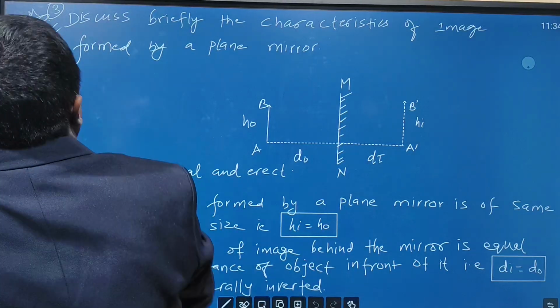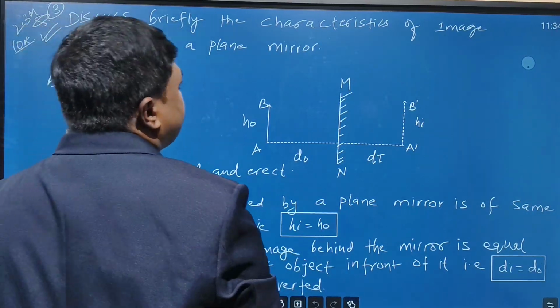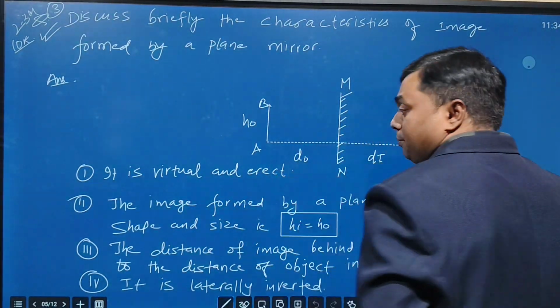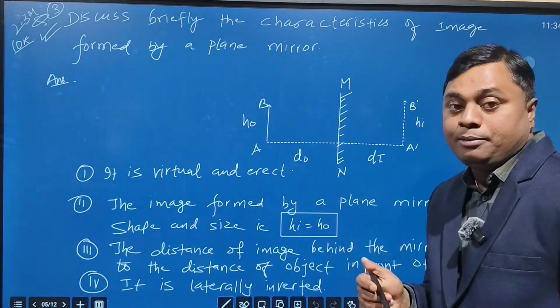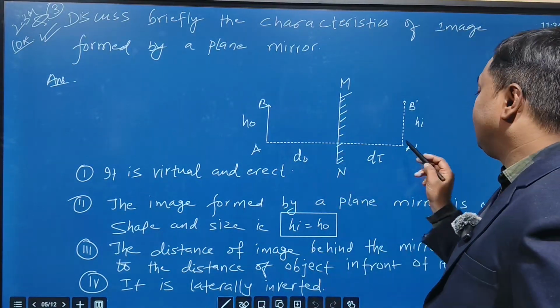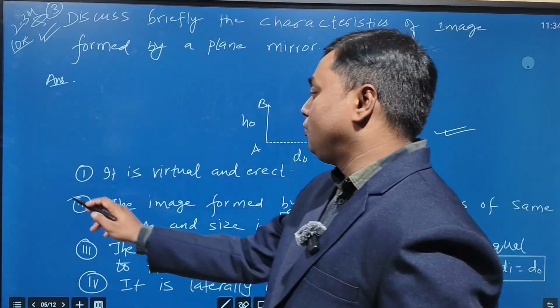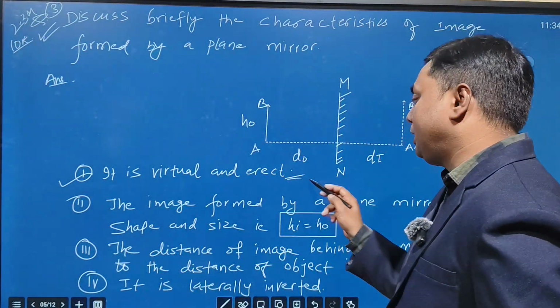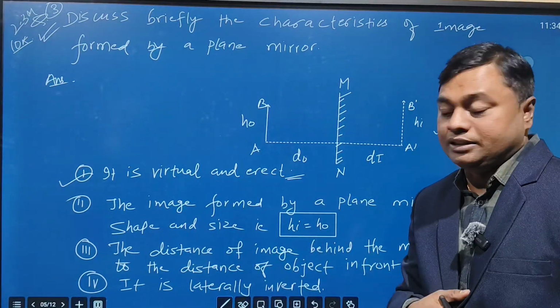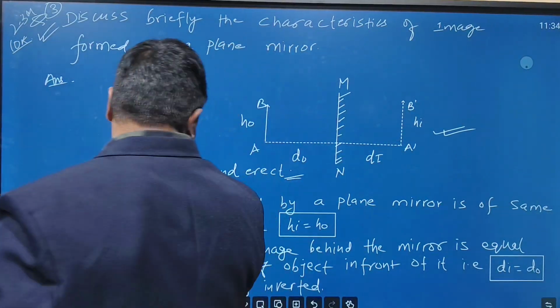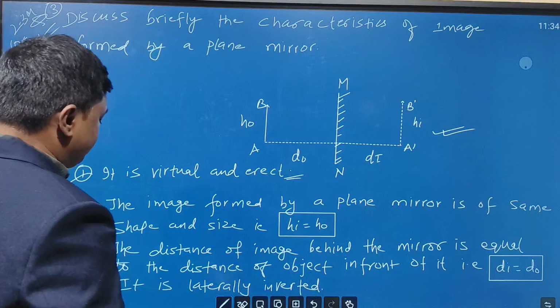This is also important for 2 to 3 marks. Discuss briefly the characteristics of image formed by the plane mirror. So we have taken MN as the plane mirror, AB is the object, A dash B dash is the image. Okay, first point, it is virtual and erect. The image formed by the plane mirror is what? Virtual and erect. Second point, the image formed by a plane mirror is of same shape and size.